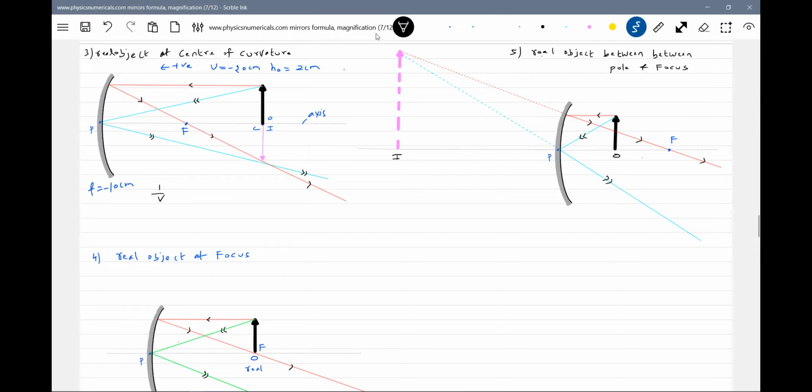How do we derive this one? 1 by V, directly, let me write it here. So what is the distance? U is minus 20. Solving this, I'll get V as minus 20 centimeter. What is the magnification?